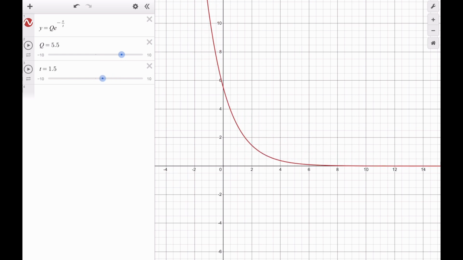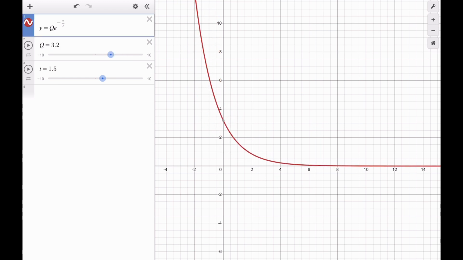And as you can see, this slider here is basically bringing up q, where the function intersects the y-axis. So you can see here that little gray dot is, if I bring it up to 10, the intersection with the y-axis is 10. If I bring it down to 1, it intersects at 1.